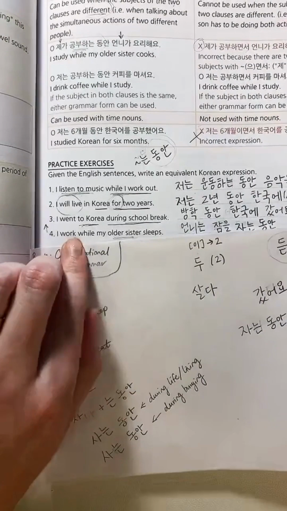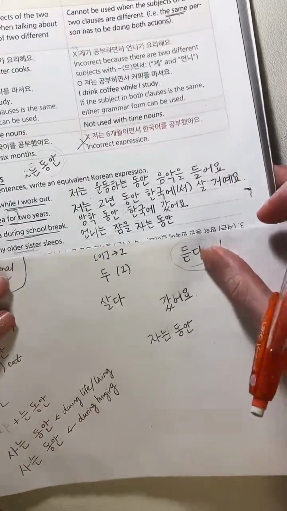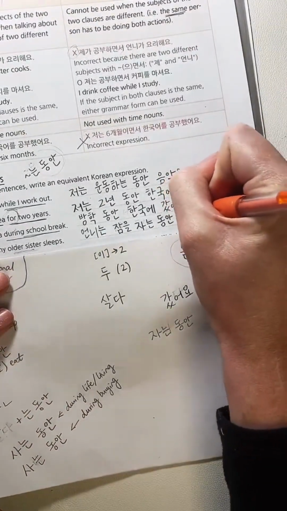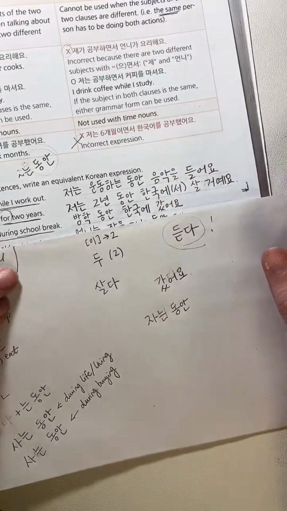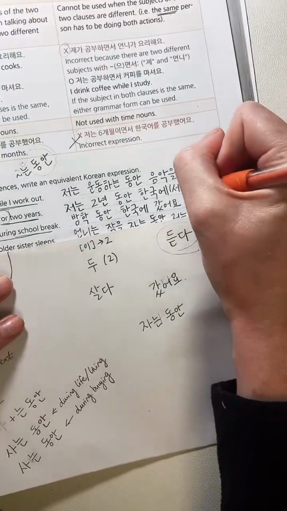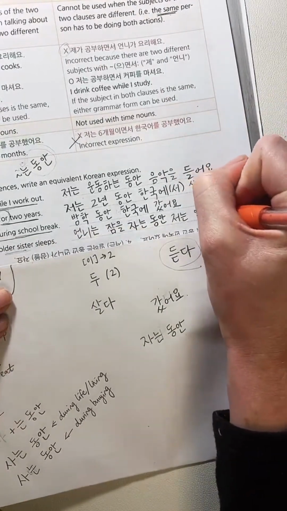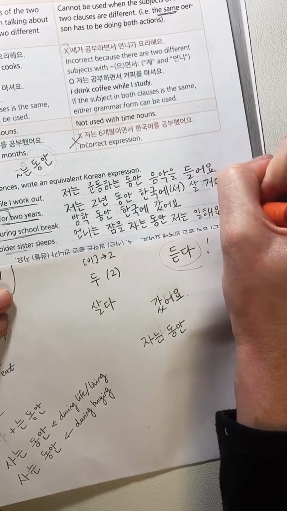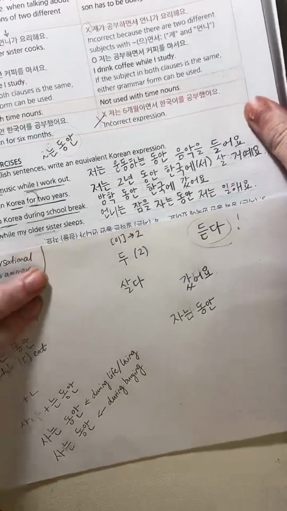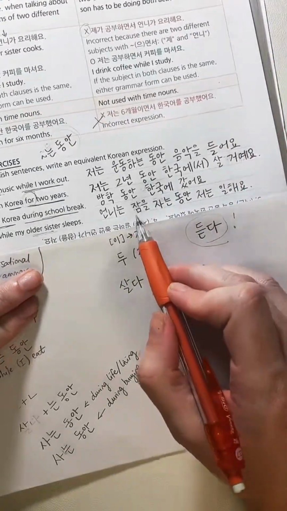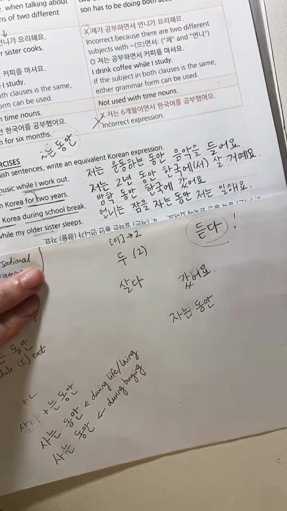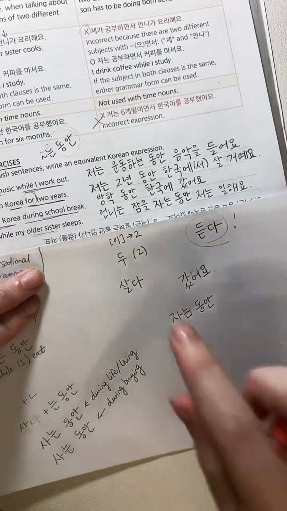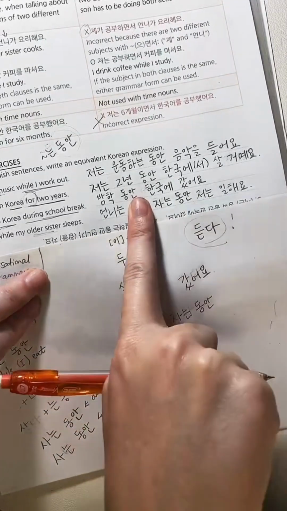While my older sister sleeps, I work. How do I say I work? First up, let's start with I. 저는. What's the verb to work? 일해요. Thank you. 일해요 is to work. Okay. What does 잠을 mean? 잠 is literally sleep. So 잠을 자다 is like to do sleeping, kind of. But it's optional. You don't have to have it.